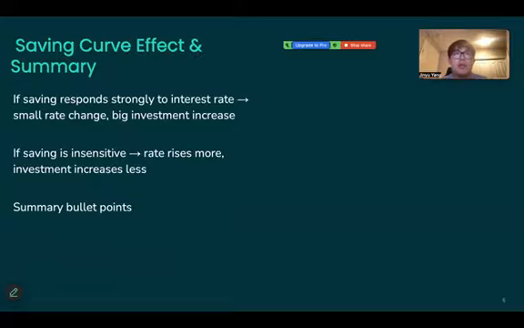And finally, let's talk about the role of saving. If saving increases strongly with the interest rate, then when investment demand shifts right, the equilibrium rate rises only slightly and investment expands more. But if saving is less responsive, the equilibrium rate increases a lot, limiting how much investment grows.